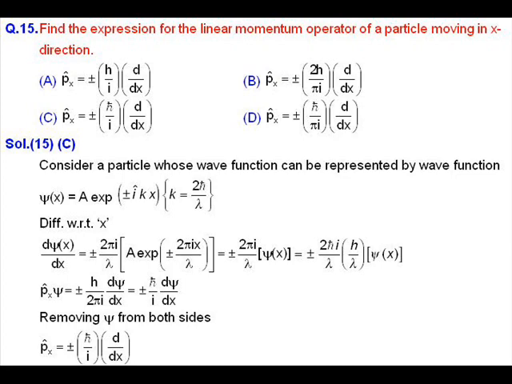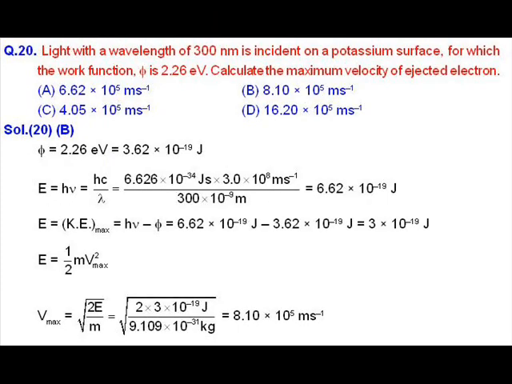h upon 2 pi can be written as h cut, so we will get plus minus h cut divided by iota d psi by dx. Now removing psi from both sides, we will get the momentum operator equals plus minus h cut upon iota d by dx.